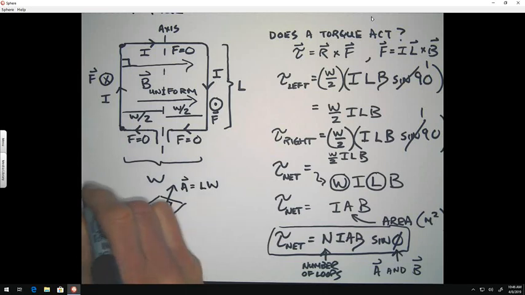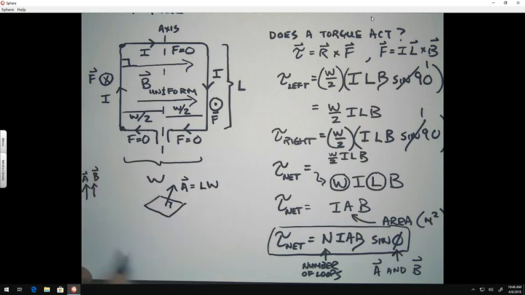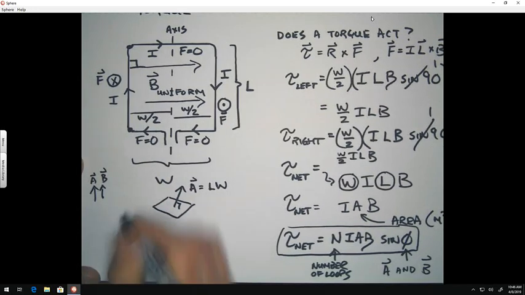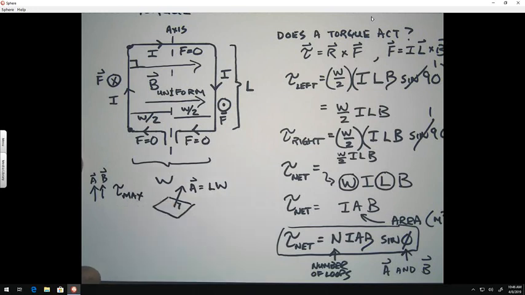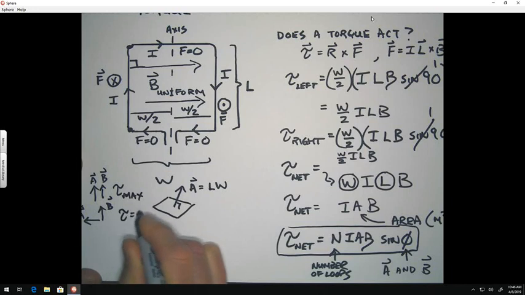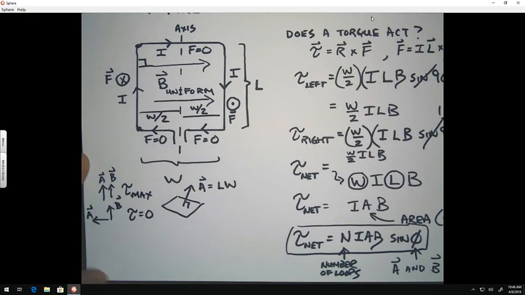So when this is the situation, when these two vectors are lined up, that's going to be a maximum torque. And when the vectors make a right angle, maybe like this, that's when your torque is equal to 0. So the torque that acts on this loop is not a constant torque. As the loop actually turns, the torque is different.